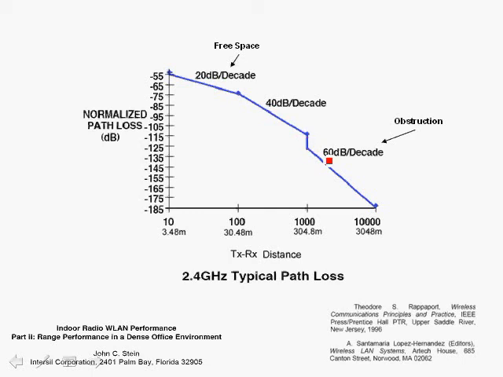And then beyond, say, 300 meters, you have obstructions, you're going through floors, multiple walls, etc., and then you have 60 dB per decade of added loss, so the slope increases. This has been derived from many empirical studies and experiments. Refer to the references in order to get more details, but it's a good curve to have handy when you are trying to figure out what the loss is in a typical indoor wireless environment at 2.4 gigahertz.